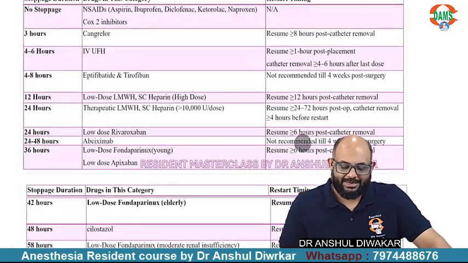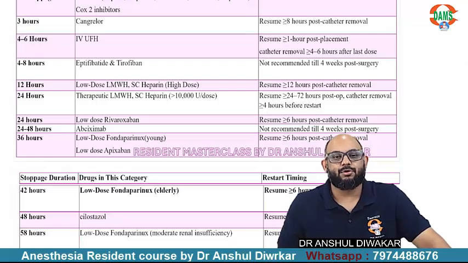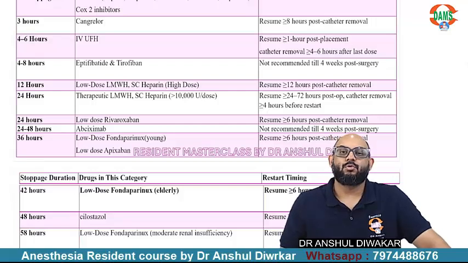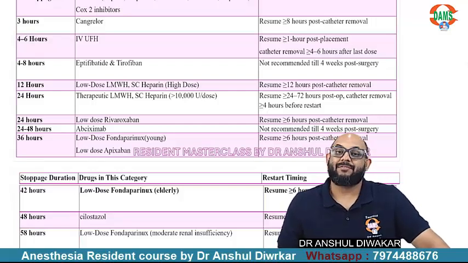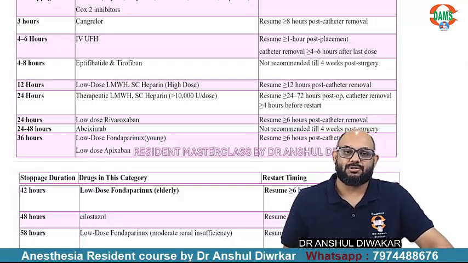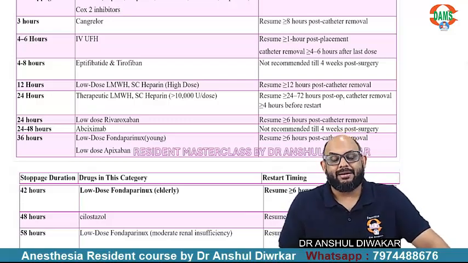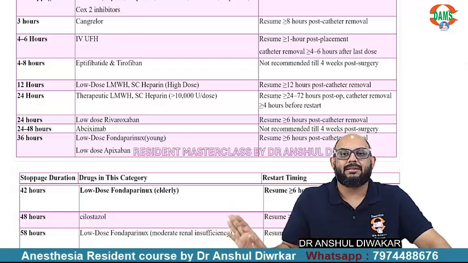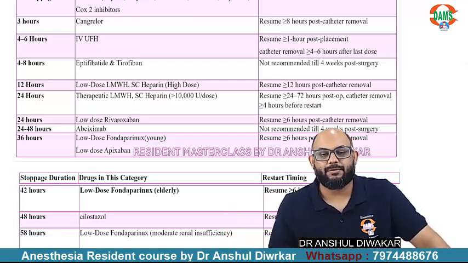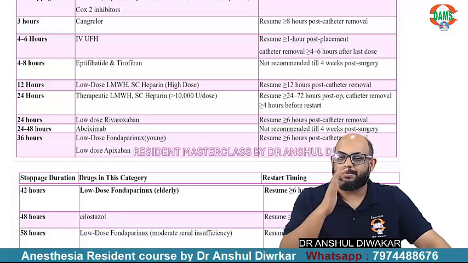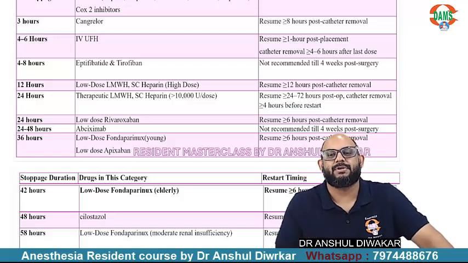Then you know unfractionated heparin is 4 to 6 hours. 4 to 8 hours is eptifibatide and tirofiban. Again, two antiplatelets, which are IV antiplatelets, which are used by the cardiologist. So 4 to 6 hours of stoppage of eptifibatide and tirofiban. And remember, if antiplatelet agents have been given, meaning if someone has had coronary angioplasty, then you would not put spinal epidural for at least 4 weeks post surgery.